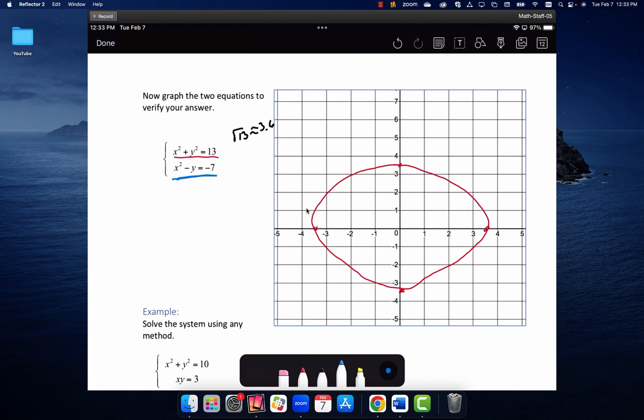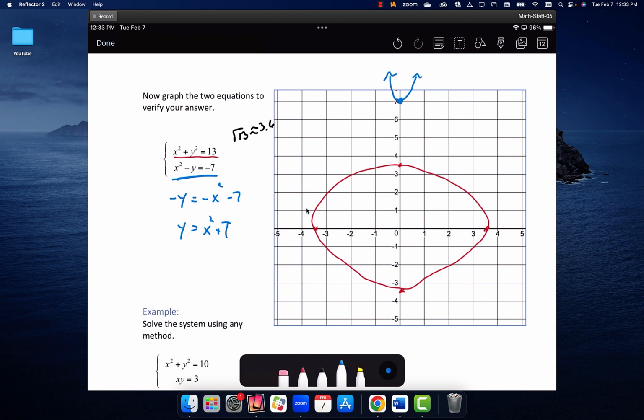Next we have x squared minus y equals -7. If it helps you, let's rewrite that so that y is by itself and it'll be more easily recognized. So -y is equal to -x squared minus 7. Divide by -1 and we get x squared plus 7. So that's your basic quadratic that has been shifted up 7 units. So the vertex is at 7 and it's going up.